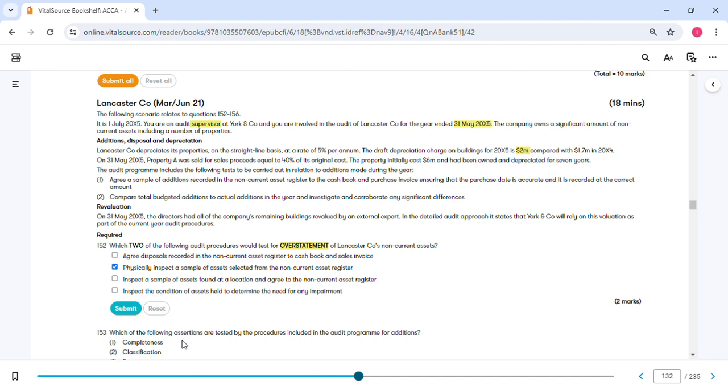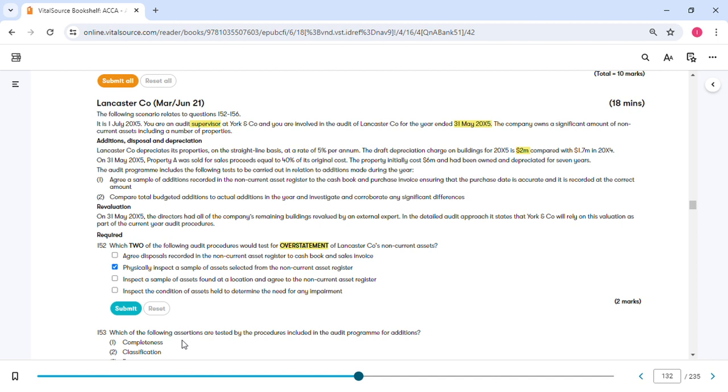Inspect a sample of assets found at the location. Which asset? It is a non-current asset. They are not saying. We cannot say at a location. We cannot do randomly. We have to be very specific. Is it right? Inspect a sample of assets found randomly.